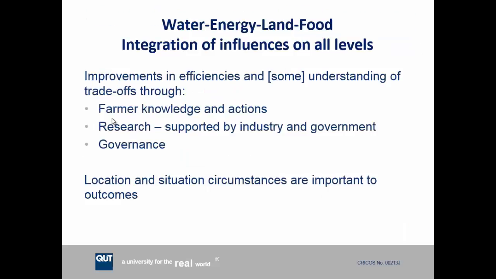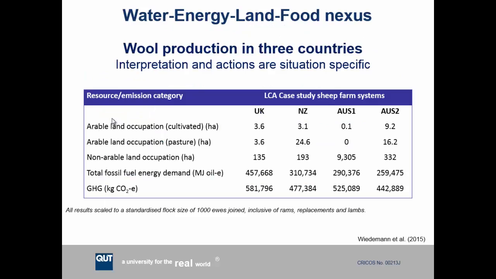So if we look across how we integrate those and how we understand them, there have been improvements in efficiencies and some understanding of the trade-offs through farmer knowledge and actions, research and governance. They've all contributed, and we need to understand that complex interaction to bring a nexus perspective into how we look to manage in the future. But we must understand the location, situation, circumstances to manage those outcomes. And that applies not only to change over time, it applies to differences between countries.